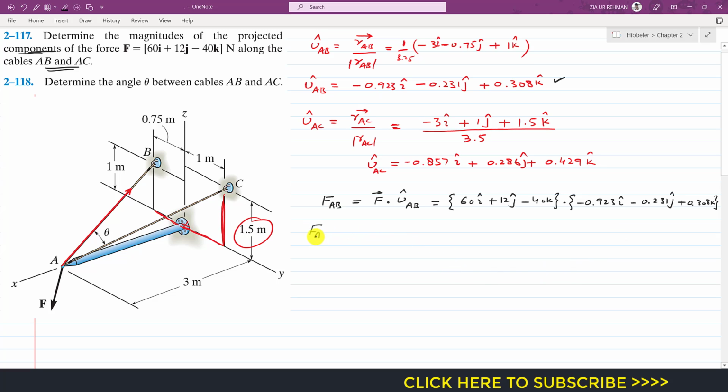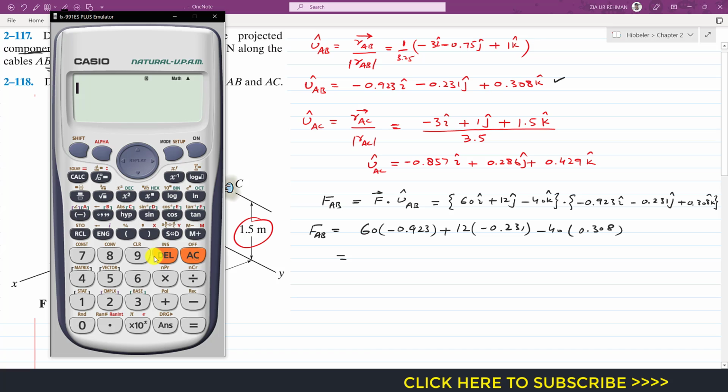So FAB magnitude, the dot product always gives us a scalar, so this will always give us the magnitude of that particular component, right? So if we take the dot product, then we will multiply I with I, J with J, and K with K. So this will be 60 into minus 0.923, and I dot I is 1. Then we will write plus 12 into this minus 0.231, and then minus 40 into 0.308.